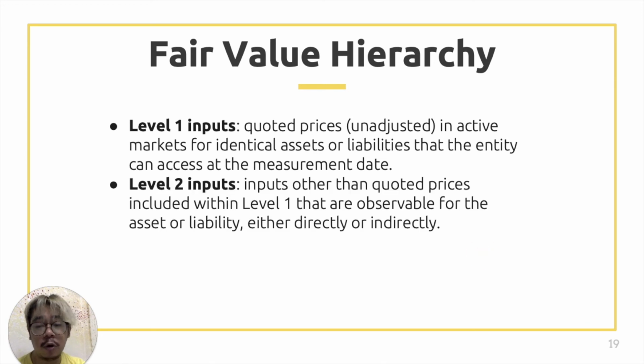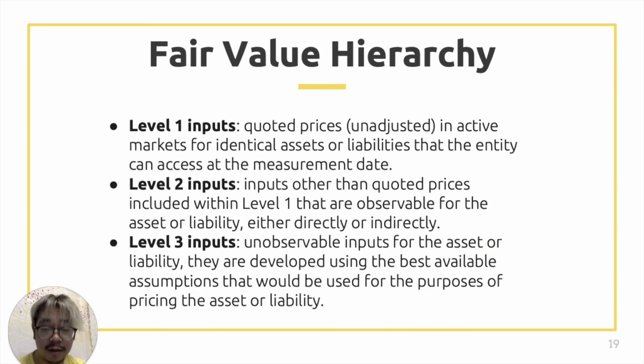Pag wala yan, then you go to level 2 input. That is input other than quoted prices included within level 1 that are observable for the asset or liability either directly or indirectly. Pwede naman to pero lesser yung reliability niya kesa sa level 1. And the least reliable is level 3. Pag wala level 1, wala rin level 2, then level 3 is unobservable inputs for the asset or liability. They are developed using the best available assumptions that would be used for the purposes of pricing the asset or liability. So that would be all for today.